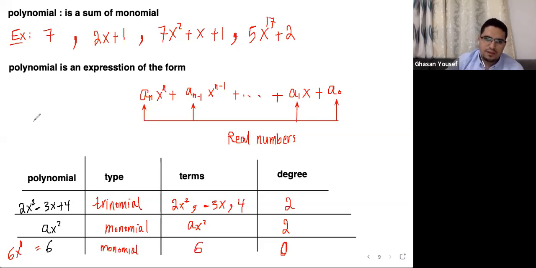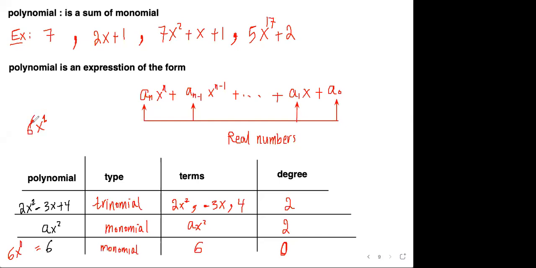But if I have something like this, 6 times x to the power 1, 6x, the type here is monomial. The term is 6x, and the degree here is 1. Why 1? Because the highest power shown on the variable is 1. Make sense?